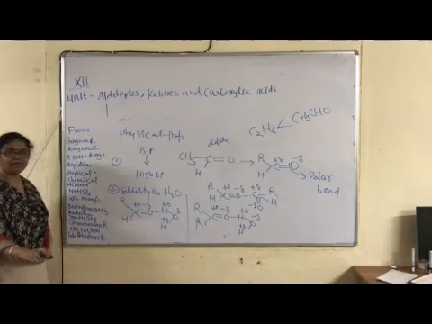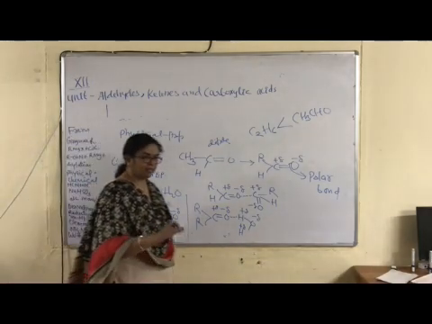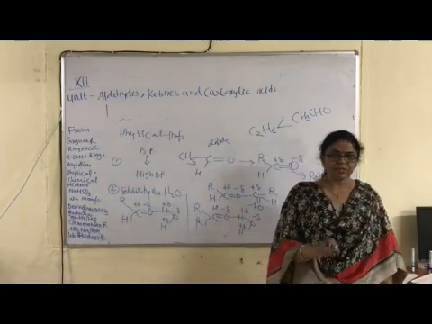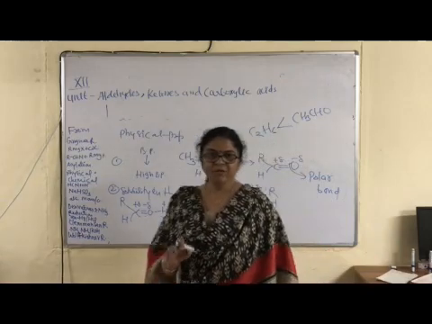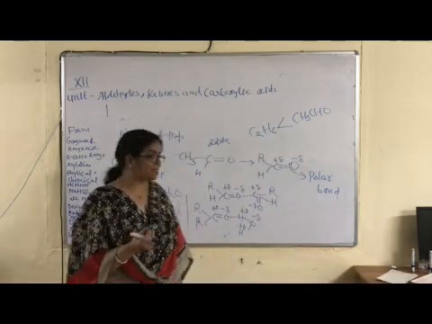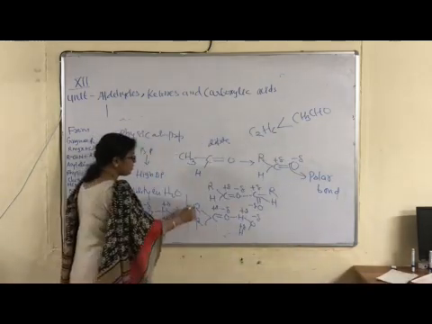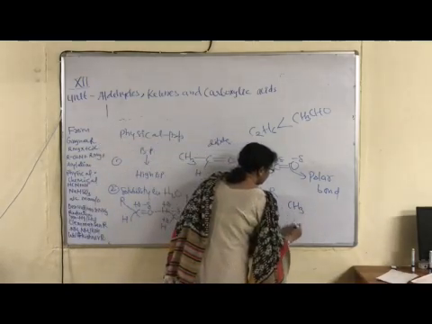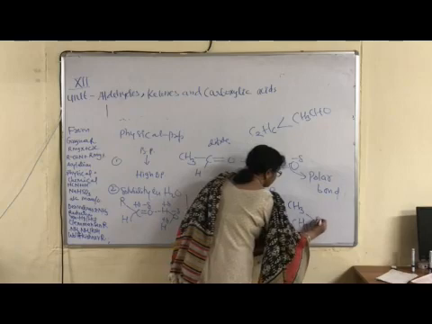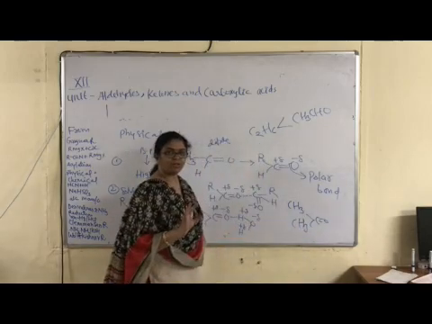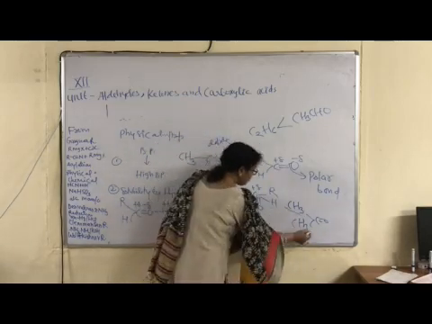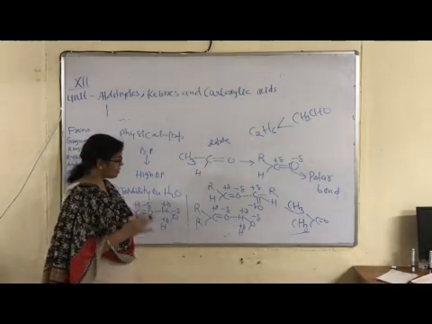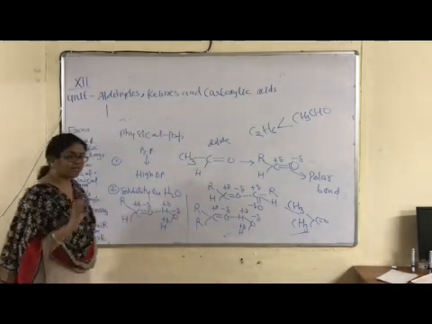Lower aldehydes, it means less carbon containing aldehydes, and lower ketones, it means less carbon containing ketones, are soluble in water. The first ketone is acetone, which is CH3, and this one. This is soluble in water. But as the length or number of hydrocarbon carbons increases, solubility of ketone and aldehyde in water decreases.